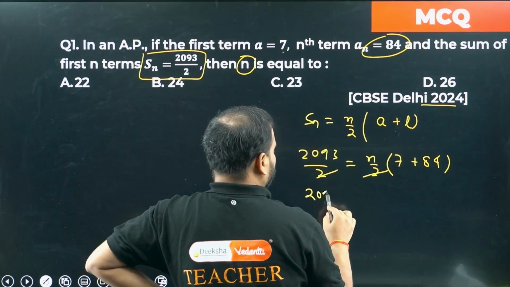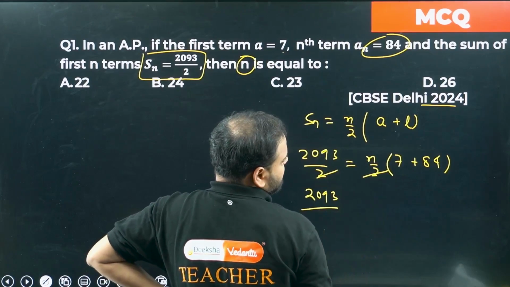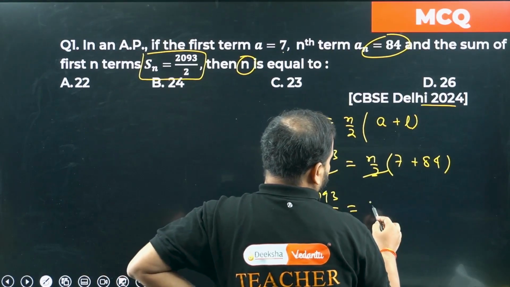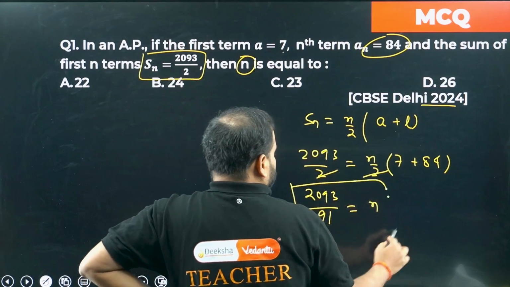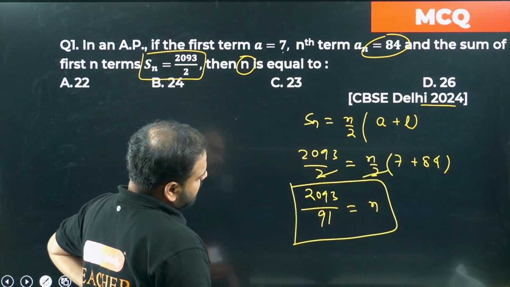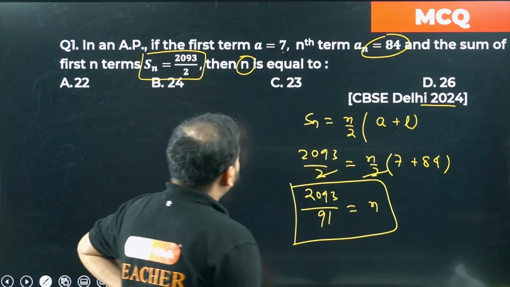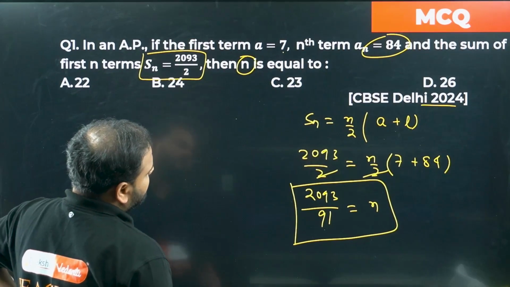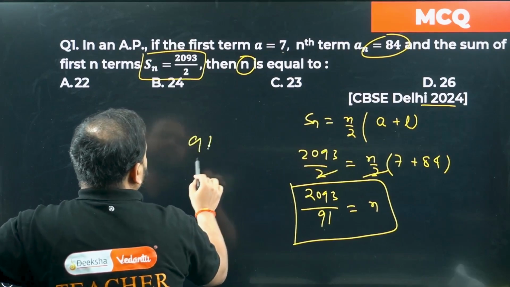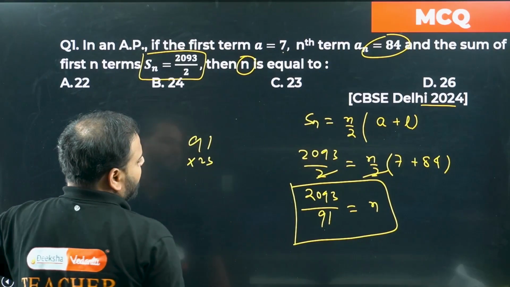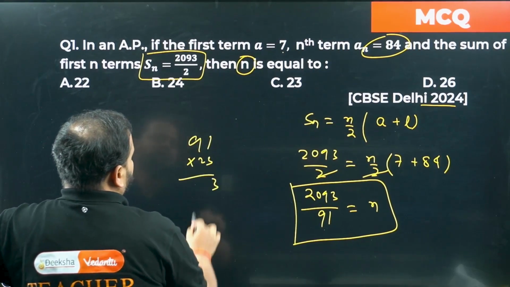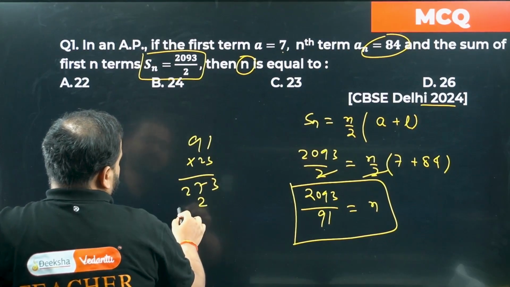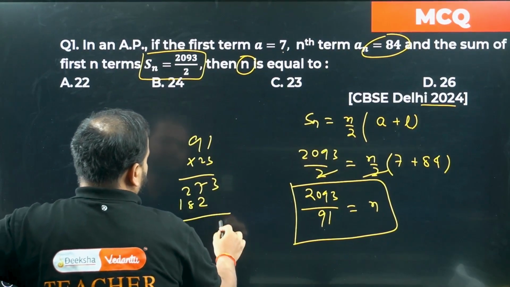So take 2093 divided by 7 plus 84, which is 91. 91 equals n. So is it 23? 23 looks right. Please check. 91 times 23. Is it right? So 3 ones are 3. 9 threes are 27. 2 ones are 2. 9 twos are 18. Looks good to me.